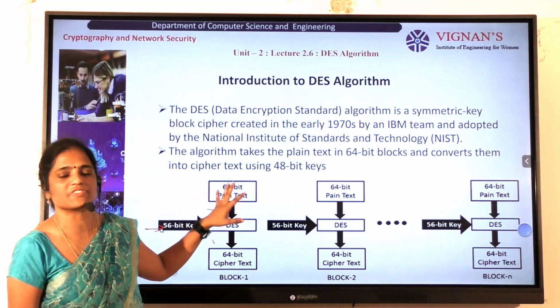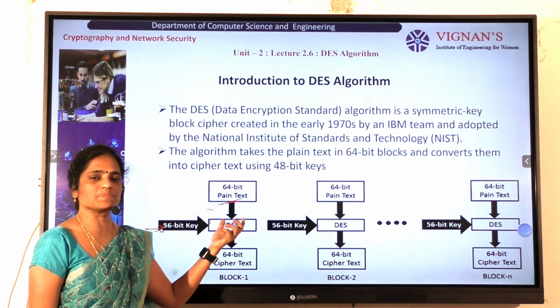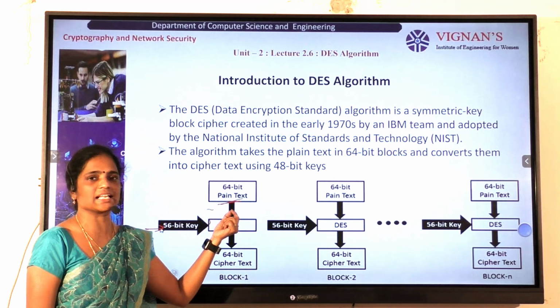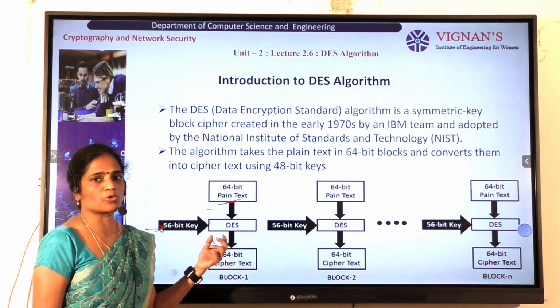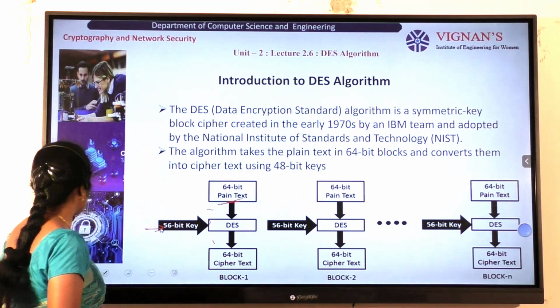This is a block cipher. Block cipher means we can transfer a block of data at a time, but in a stream cipher we send a single character at a time into storage, or send data to the other person.